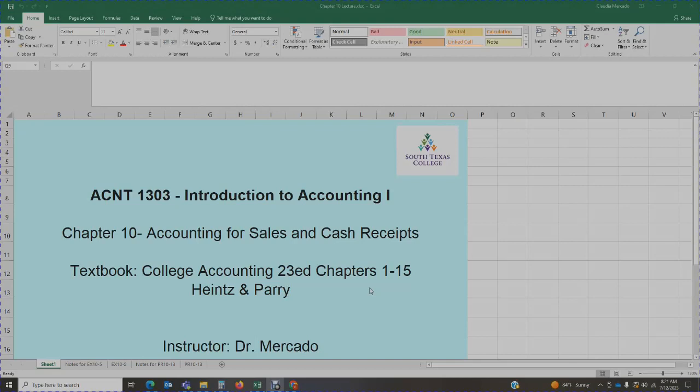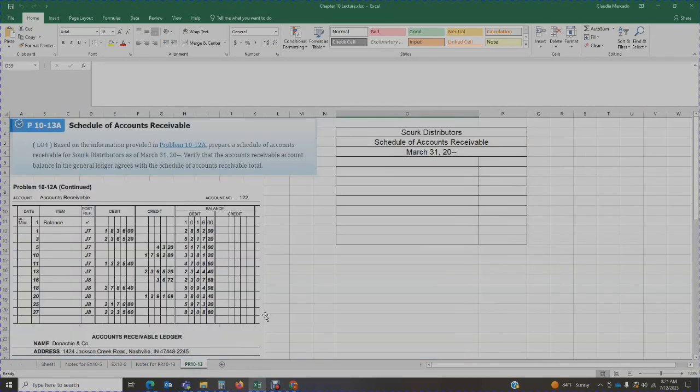In this particular lecture, we are going to be covering Problem 10-13. Before we begin, let's briefly go over the problem. It says Schedule of Accounts Receivable. Based on the information provided in Problem 10-12, prepare a schedule of accounts receivable for SORC Distributors as of March 31st. Verify that the accounts receivable account balance in the general ledger agrees with the schedule of accounts receivable total. Now, what they're asking us to do is create a schedule of accounts receivable.